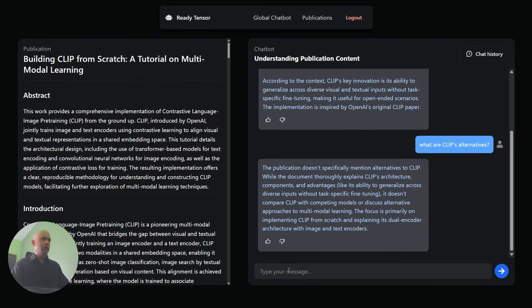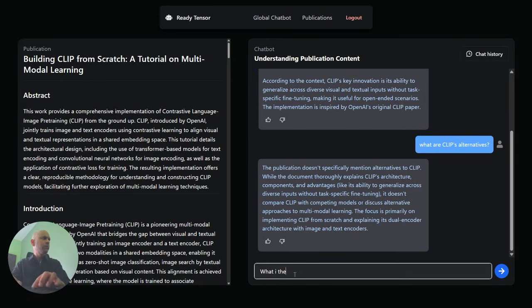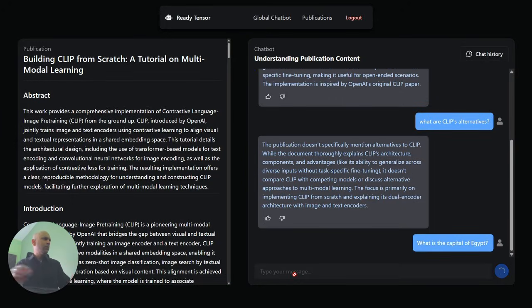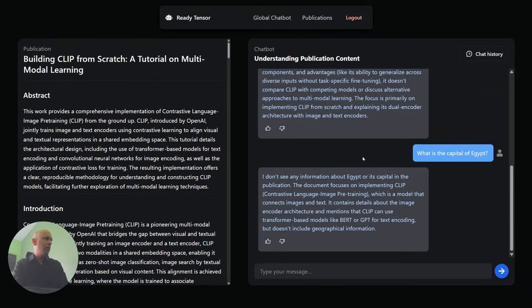To make that point very clear, let me ask something very, very unrelated to this publication. What is the capital of Egypt? And of course you would know the answer as an LLM. If you ask this of ChatGPT or Claude Sonnet, you're going to get the answer. But here the answer comes back as, I don't see any information about Egypt or its capital in the publication. And in our context, this is what we want. We don't want it to come back with information that does not reside in these publications.